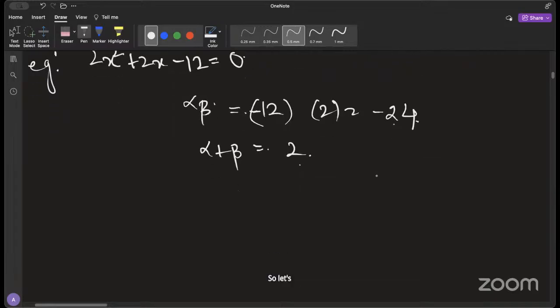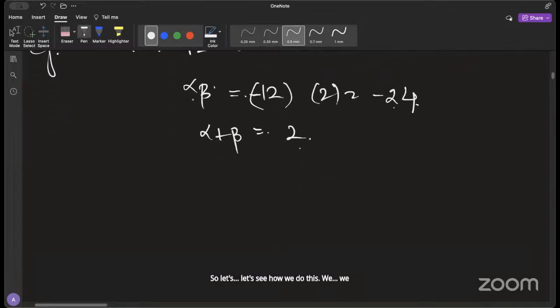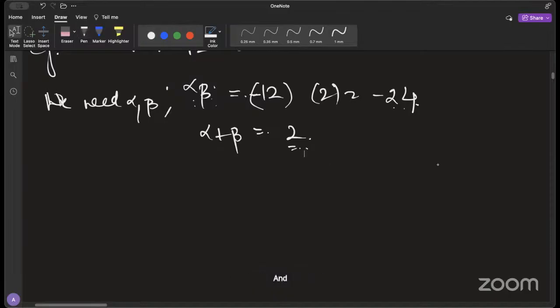So let's see how we do this. We have two numbers, right? And the product is coming out to be minus 24. We need two numbers whose sum is 2. 4 and 6? 6 and minus 4. For 4 and 6, the sum would be 10, and the product is also not minus 24. Let's take 6 and minus 4.